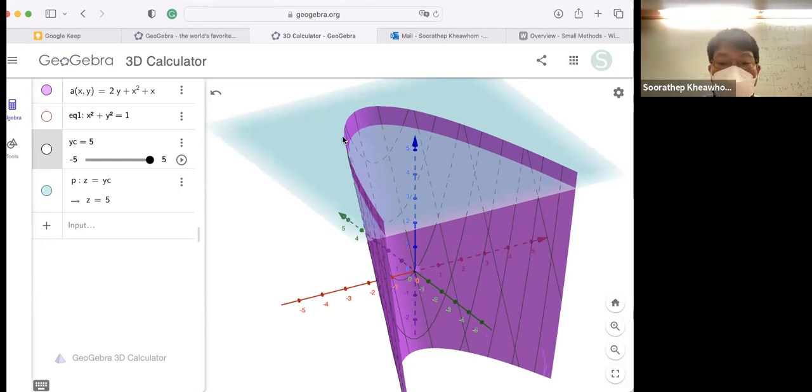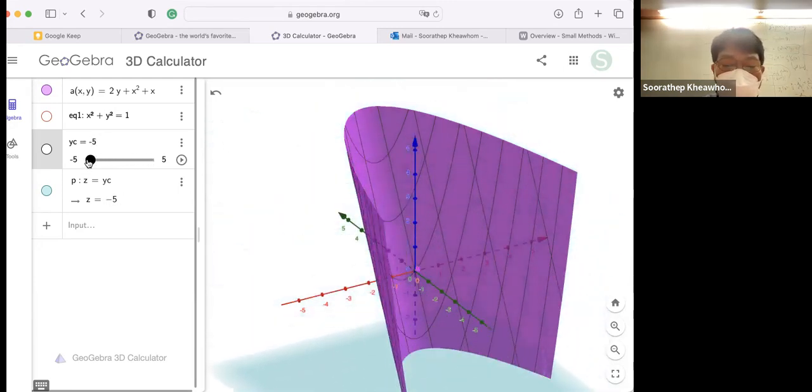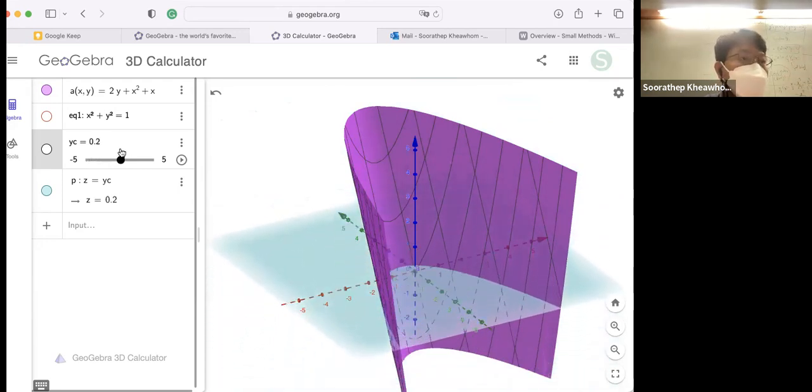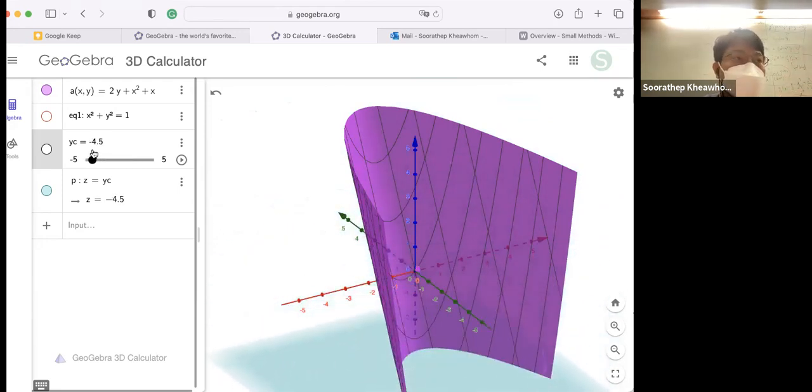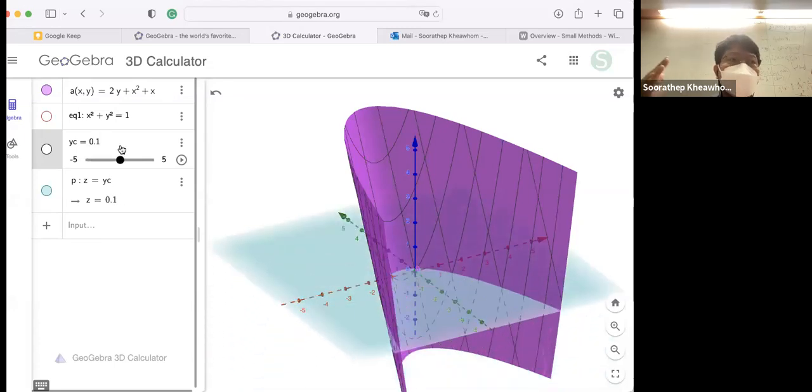Okay, so if we want to minimize, that means we move this plane down, right? Yeah, of course, if we can go to minus infinity. As long as we can move this plane down, all the points at the intersection between the surface and the plane are our level set, because those points have the same objective function value, and they belong to our objective function.